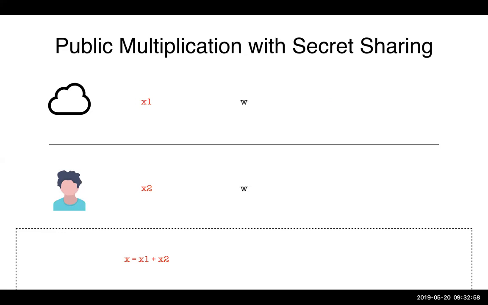And the second operation we had to do is we had to multiply with this w. So let's say we have a sharing of x and both parties know w. Then again, they can just multiply what they already have, and we can rearrange, and we can see that this z1 plus z2 now adds up to x times w.